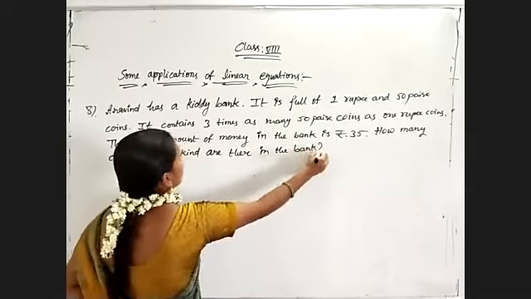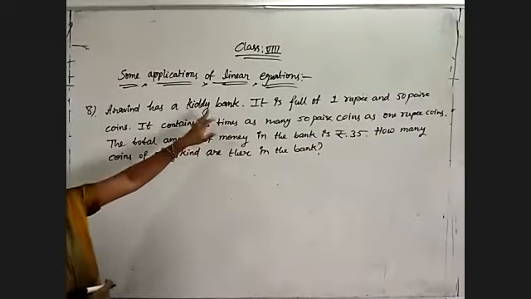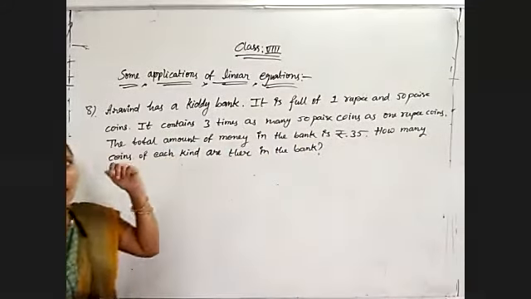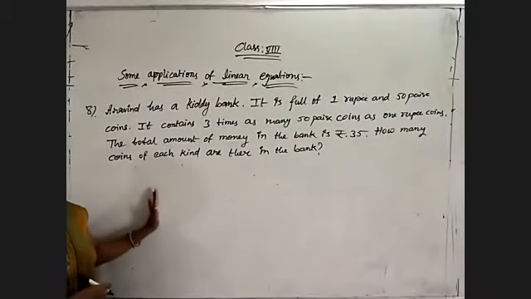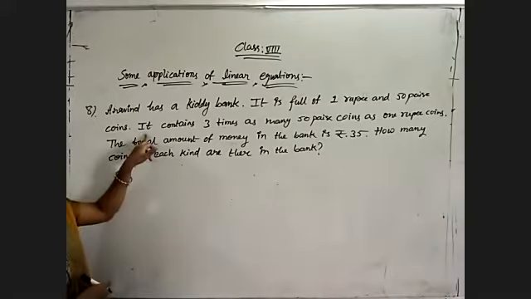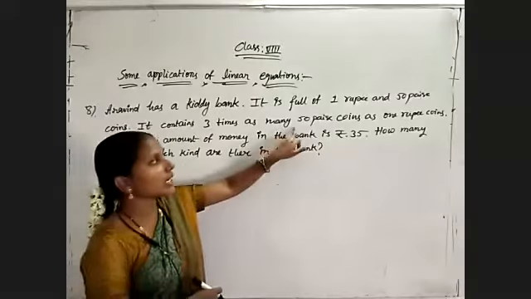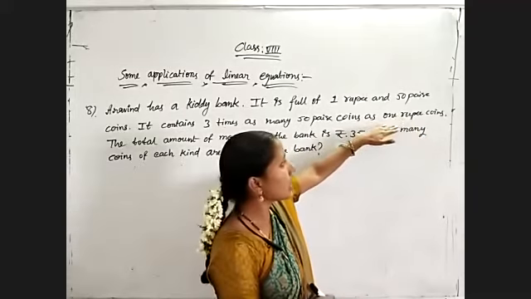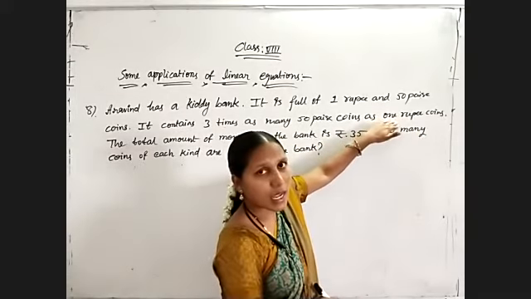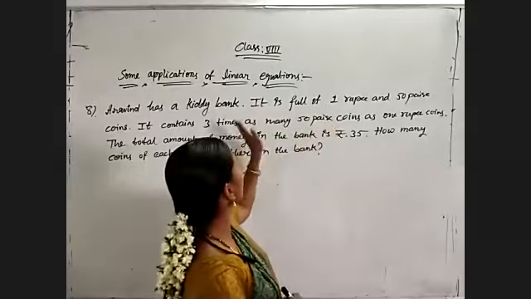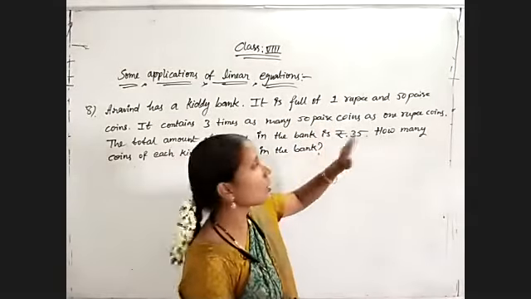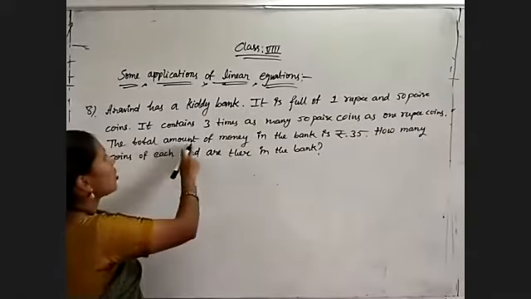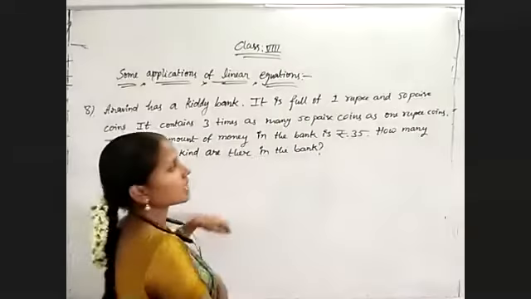Okay, observe the question. Aravind has a kiddie bank. It is full of 1 rupee coins and 50 paisa coins. Two types of coins are there. Some are 1 rupee coins, some are 50 paisa coins. It contains 3 times as many 50 paisa coins as 1 rupee coins. That means if 1 rupee coins are x, then 50 paisa coins are 3 times x. So let the 1 rupee coins be the variable x. Now, second, the total amount of money in the bank is 35 rupees.